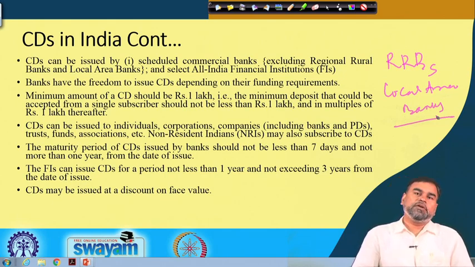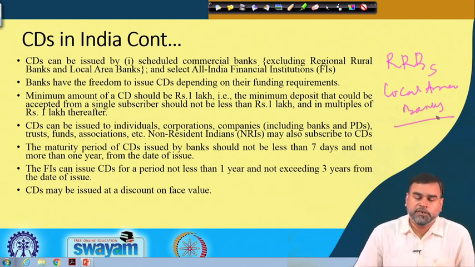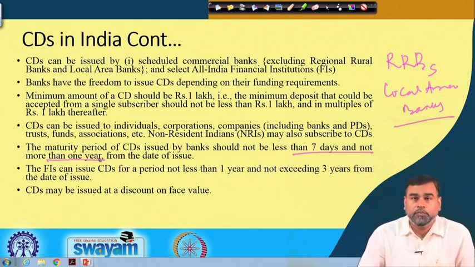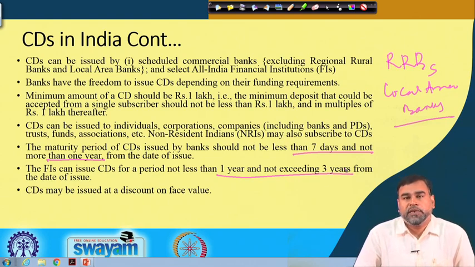But if this instrument is issued by all India financial institutions, who are allowed to issue CDs, the period varies between 1 year to 3 years. So, there is some deviation. If CDs are issued by banks, the maturity period varies from 7 days to 1 year, but if issued by all India financial institutions, it varies between 1 year to 3 years. This is how the maturity period differs on the basis of the issuer.